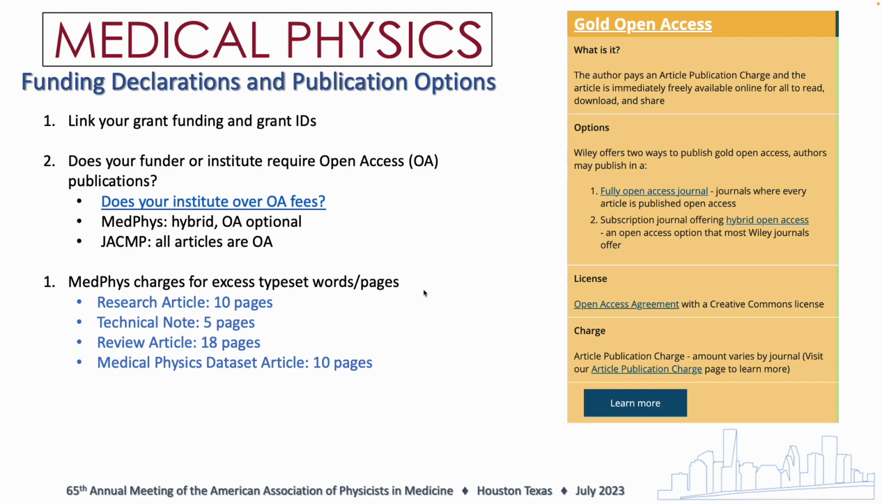So the page limits for research articles, the most common type of article the Medical Physics Journal publishes, is 10 pages. The max number of pages for a technical note without incurring fees is 5 pages. For review articles, it's 18 pages. And then for our articles describing data sets, that's 10 pages. So again, if you're writing a research article and it's under 10 pages for the final typeset version, and you have not selected open access, then there will be no fee for publishing in Medical Physics.